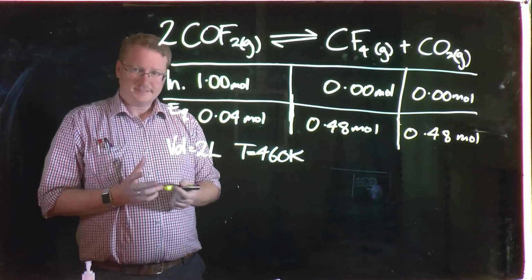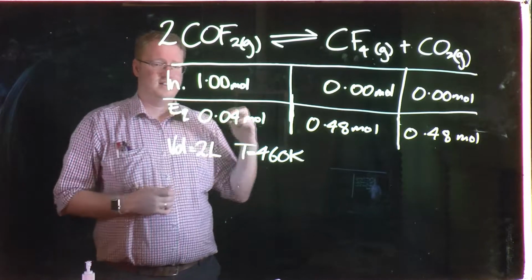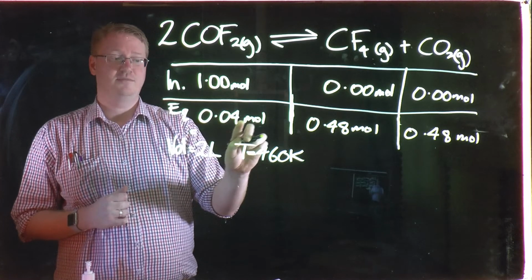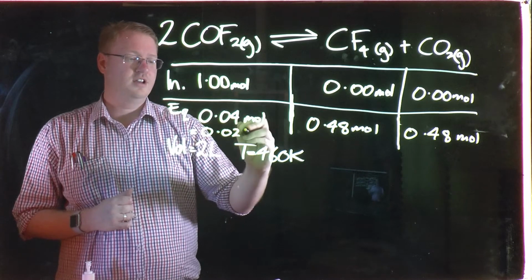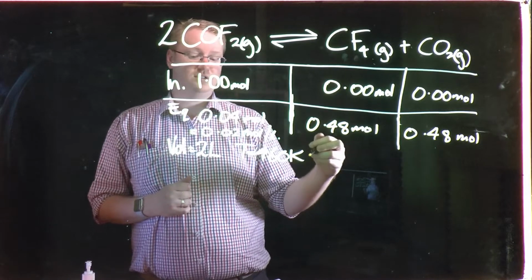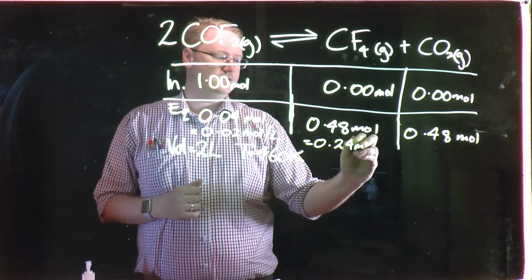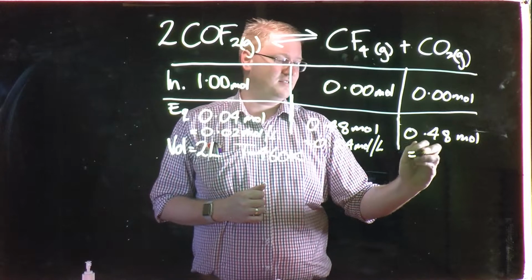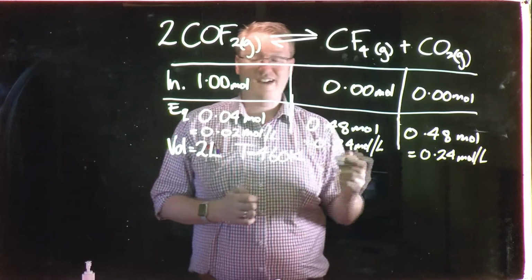Okay. We can easily calculate the concentrations of these now. So let's change them to concentrations. 0.04 moles divided by 2 litres is 0.02 moles per litre. 0.48 divided by 2 litres equals 0.24 moles per litre. And because it's a 1-to-1 stoichiometry, the carbon dioxide also equals 0.24 moles per litre. So now we have our concentrations.